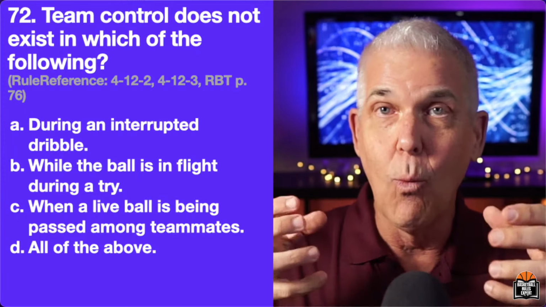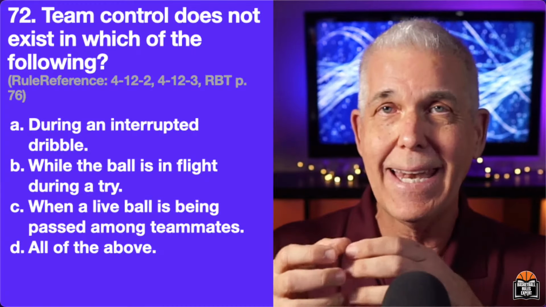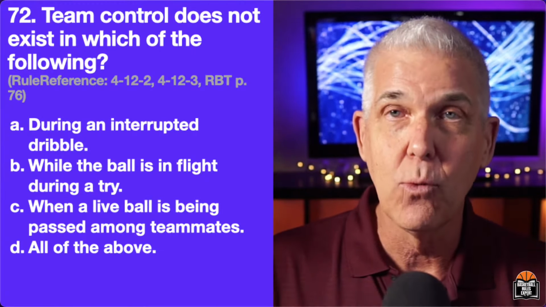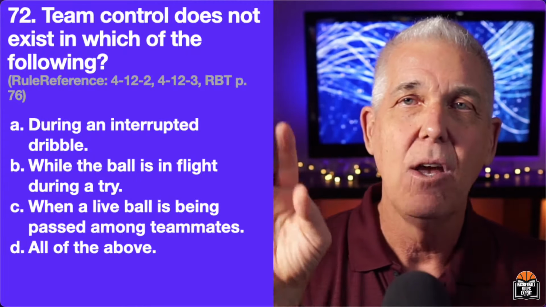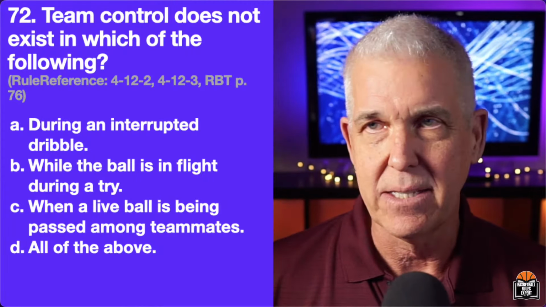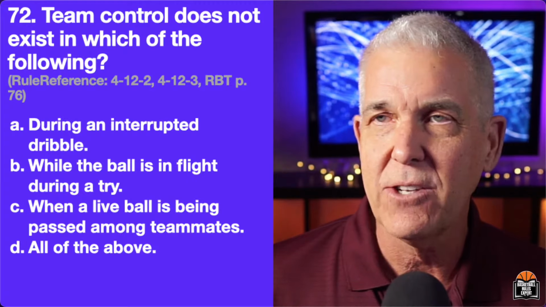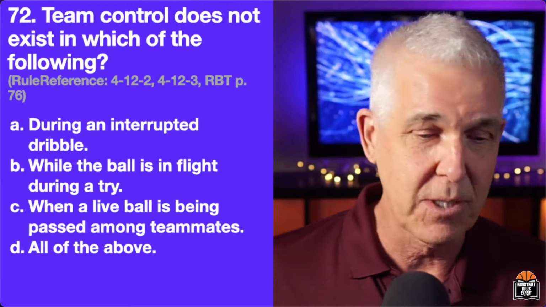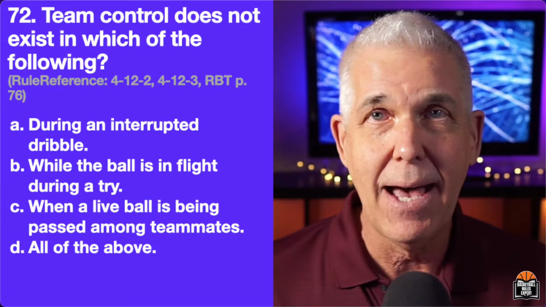Understanding team control, when it starts, when it ends, is critical. And we know that by rule, team control ends when a try is released. So while the ball is in flight during a try, there is no team control. That is the correct answer. The correct answer is B, and I'm standing by it.